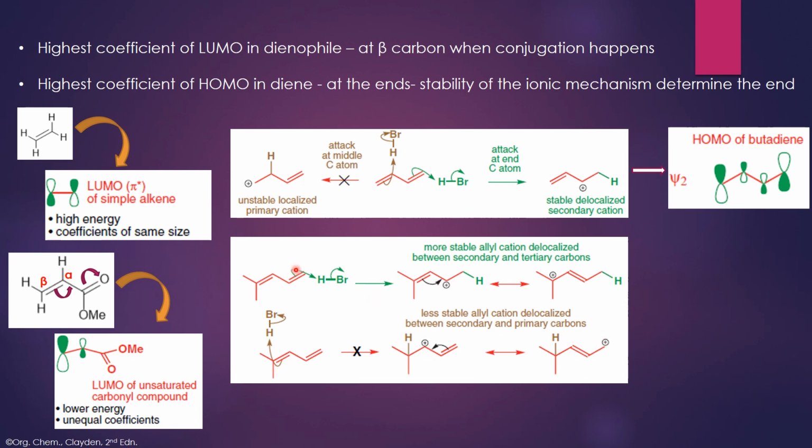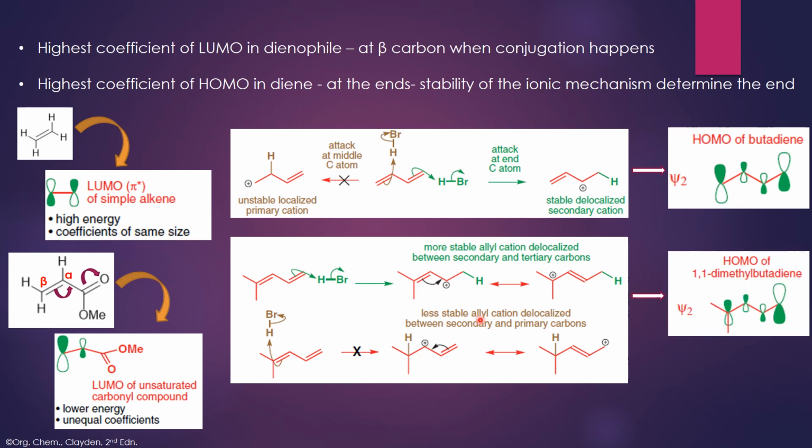So the preferred reactive site is at the end carbon atom. Here we can see this is the preferred reaction mechanism, and here the attack is through the end carbon atom. And now we can see what will be the coefficient of HOMO of this 1,1-dimethylbutadiene, a substituted butadiene. Since the reaction occurs through the end carbon atom, we can see that the coefficient of that end will be higher than the other three.